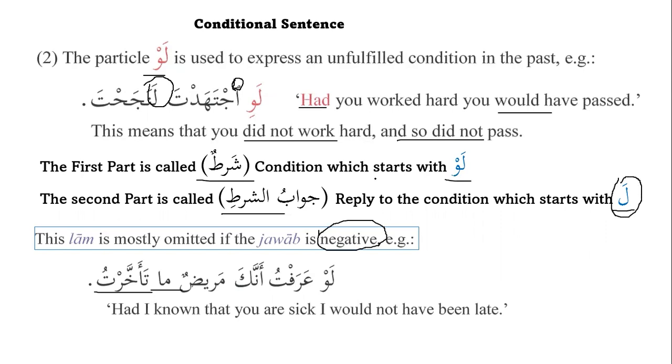So for making a conditional sentence, we use law at the beginning of a sentence, and in both parts of the sentence, with shart and jawab shart, we use the past tense. Please note it down. So لو عرفت أنك مريض ما تأخرت. We can see that both of them are past tense. And similarly over here, لو اجتهدت لنجحت. اجتهدت is past tense, and لنجحت is also past tense.